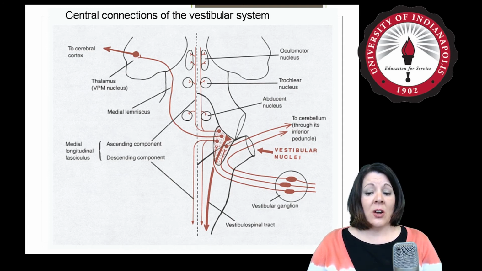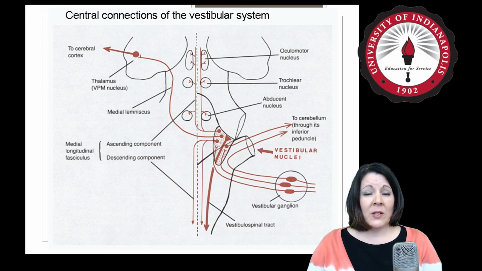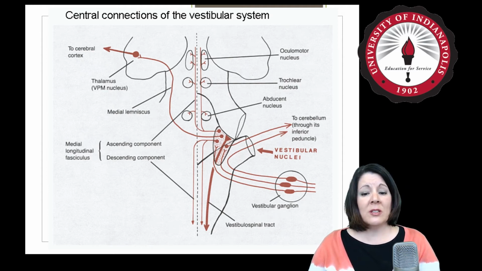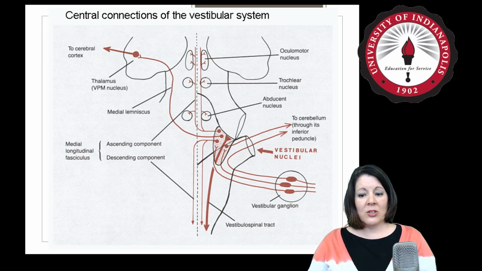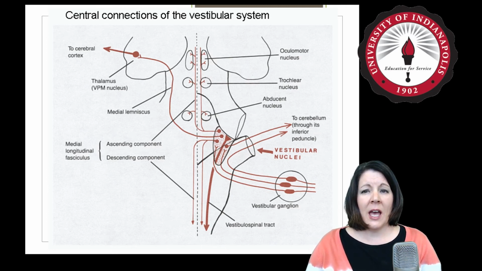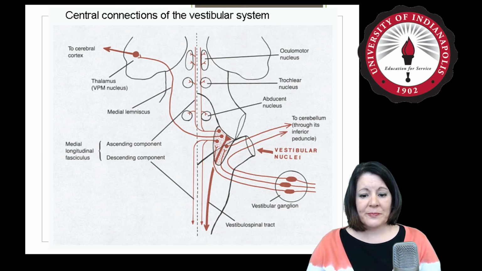Now there are also some projections to the cerebellum. If you remember, there's a flocculonodular node, and that gets information from the vestibular sensory inputs to tell our brain a little bit about our head position in space and our head position in relation to gravity. And those cerebellar adjustments then happen to control our posture, to help our posture.